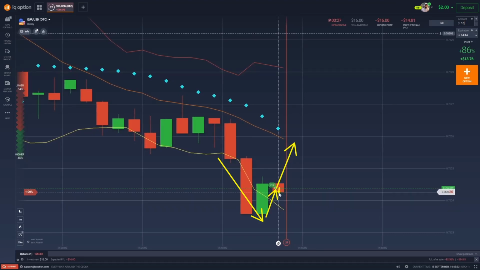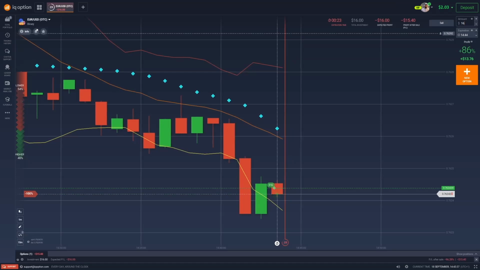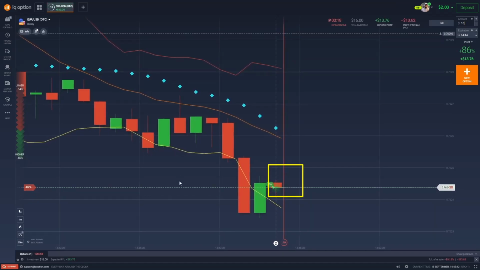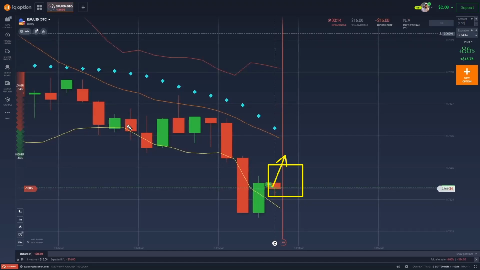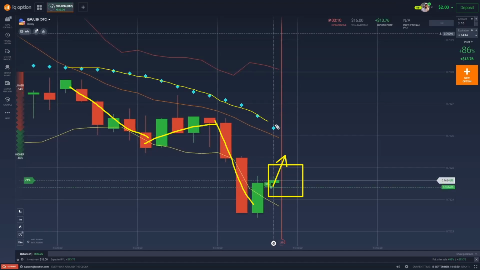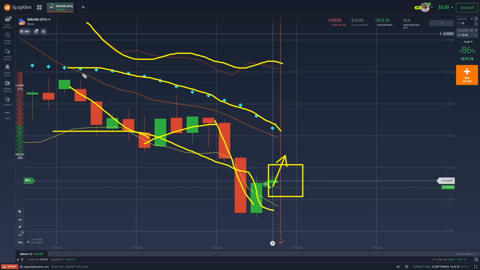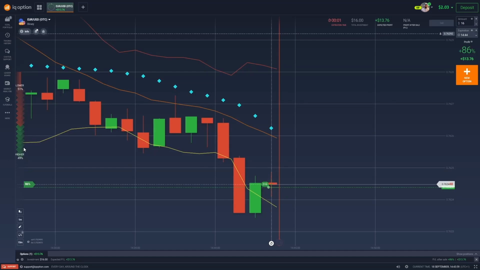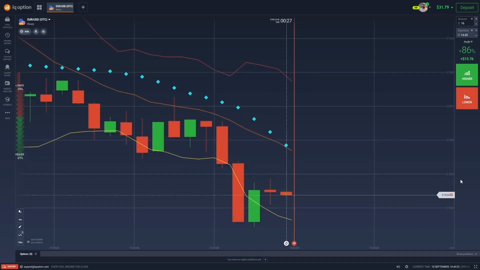Don't worry if you see this happening. Don't worry, guys, because the market will flip, and this trade is a winning trade. See, it will go up. I know what I'm doing here. See the movement of the market, the indicators, everything is indicating that, as predicted. So yeah, $13.